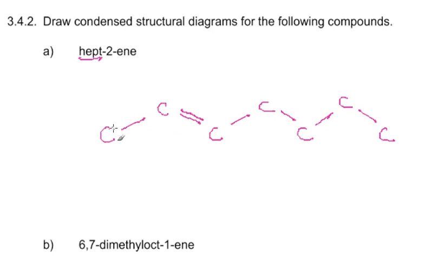And if we were in a hurry, we could probably stop there, but they want a condensed structural diagram, so we should be adding the hydrogens. Remember that every carbon has 4 arms. So this carbon is using 1 arm to hold on to its neighbor. It has 3 left to hold hydrogen. This carbon is using 3 of its arms, 1 there, 2 there. It has room for 1 hydrogen. 3 arms in use, 1 hydrogen. 2 arms, 2 hydrogens. 2 arms, 2 hydrogens. 2 arms, 2 hydrogens. And on the end, 1 arm in use, room for 3 hydrogens. Good. That's hept-2-ene.